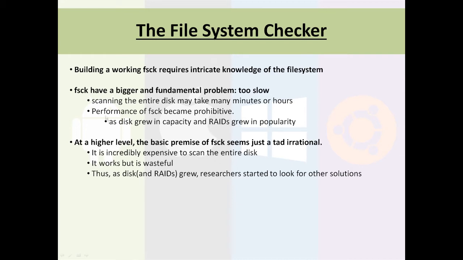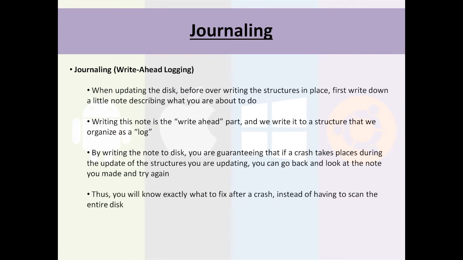At a higher level, not just the fundamental speed level, the basic premise of FSCheck is a little bit irrational as well, because it is incredibly expensive to scan the entire disk. It works, but it is wasteful. Because of this, researchers started looking for other solutions. And the solution they came up with was thanks to database management systems, to be honest, and that was called journaling.